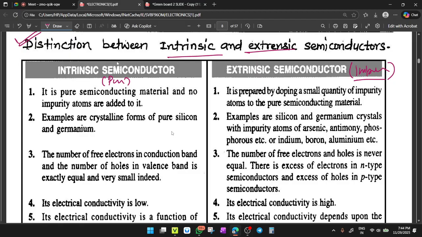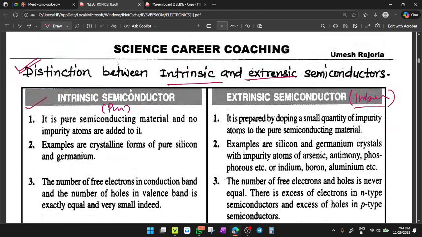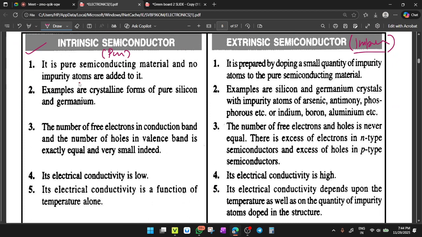So, see, intrinsic semiconductor is a pure semiconductor material and no impurity atoms are added to it. Extrinsic is prepared by doping a small quantity of impurity atoms into pure semiconducting material. Examples of the crystalline form of pure silicon and germanium: yes, pure silicon and germanium are examples of pure or intrinsic semiconductor. Examples of extrinsic are silicon and germanium crystal with impurity of arsenic, antimony, phosphorus, indium, boron, aluminium. Yes. So p-type and n-type contain pentavalent and trivalent impurities.